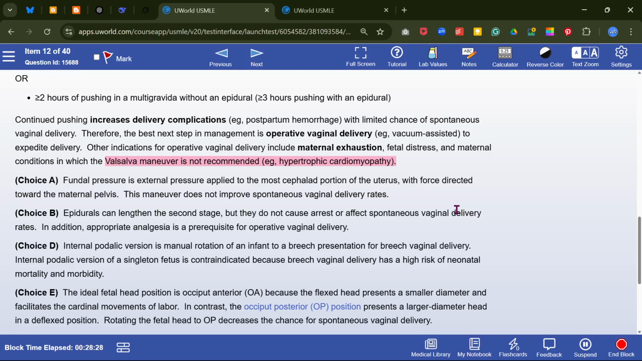Then the internal podalic version is done for whom? Sorry, internal podalic version of a singleton fetus is contraindicated. If there is a twin or triplet, then we do internal podalic version.